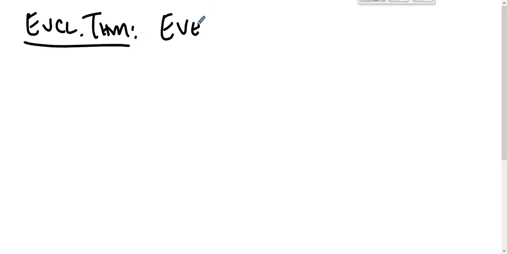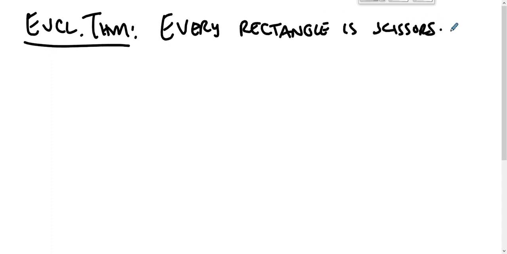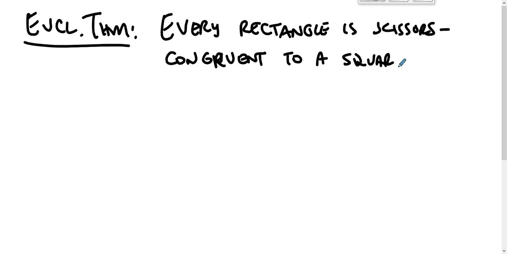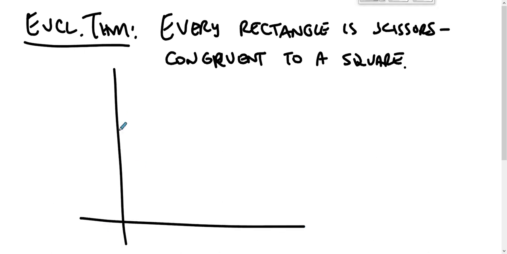Let me give you a Euclidean theorem here. Every rectangle is scissors congruent to a square of some kind. This is fairly straightforward. The proof by picture here actually generalizes nicely.